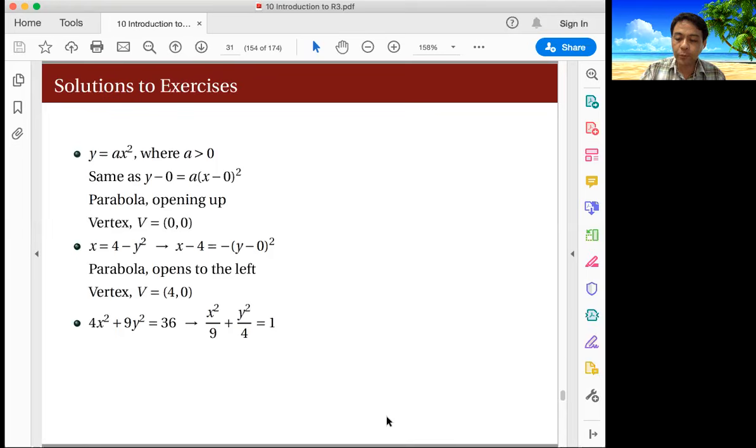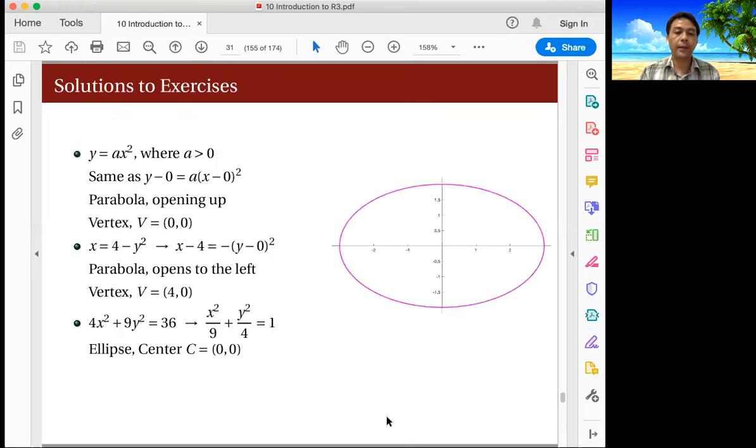And we get the equation of an ellipse. Now, this is an ellipse whose major axis is what? Since the bigger denominator is with the x term, the major axis is horizontal. And the center is at the origin. So x minus 0 squared, y minus 0 squared. And we have here the plot of the ellipse.